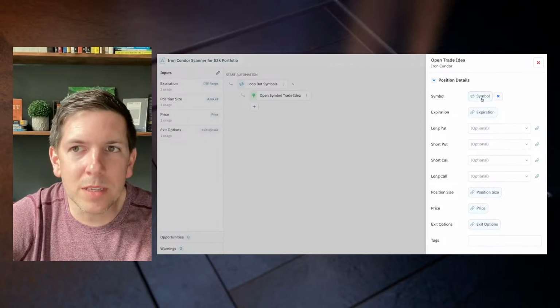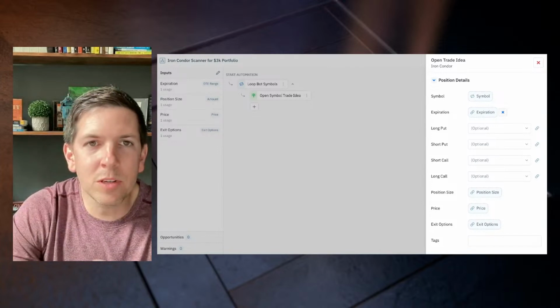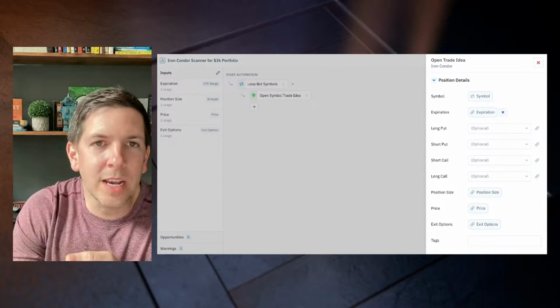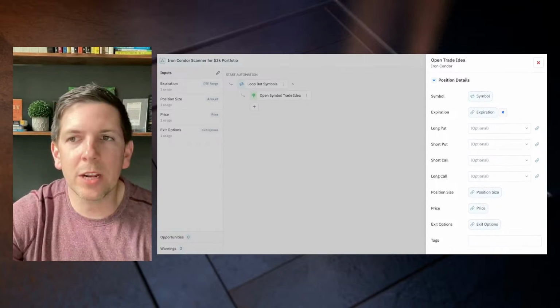It's going to tell you what symbol you want, what expiration you want, right? Those are all pulled in from that information. Like we told it the symbol because we put in the bot symbols. We told it the expiration because that's an input for the bot. We just want 20 to 40 days.